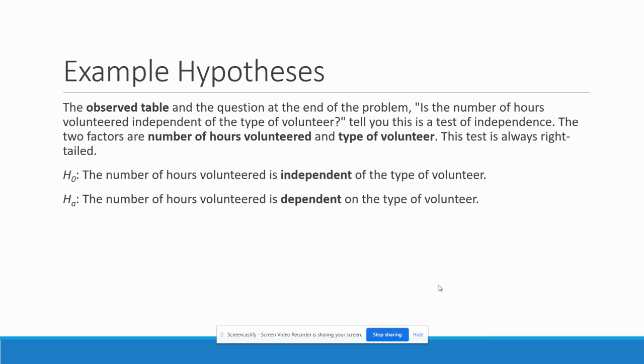Okay. So let's see this. Remember my question was, is the number of hours volunteered independent of the type of volunteer? You see independent in there? That tells you it's a test of independence. There's nothing harder than that. If I want to know if 2 factors are depending on each other or independent, that's where I'm going to use this type of test. Again, the 2 factors are the number of hours volunteered and the type of volunteer. So the null: the number of hours volunteered is independent of the type of volunteer. The alternative: the number of hours volunteered is dependent on the type of volunteer.